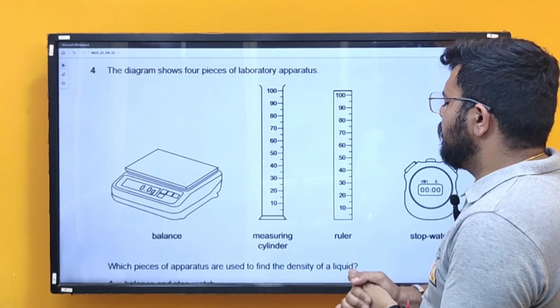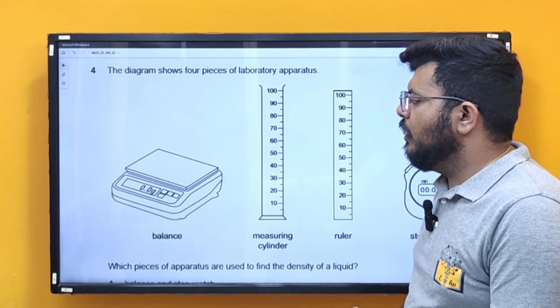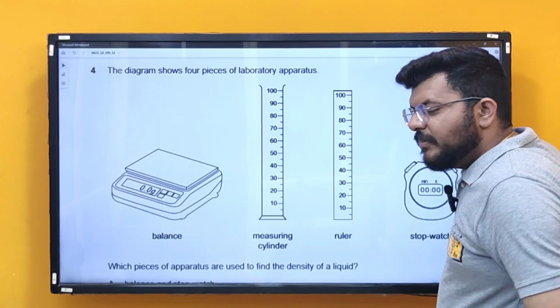Then we have question 4. The diagram shows 4 pieces of laboratory apparatus: balance, measuring cylinder, ruler and stopwatch. Which pieces of apparatus are used to find the density of a liquid? Density, as I said, is mass upon volume. Balance can be used to find mass. Volume can be found out by a measuring cylinder.